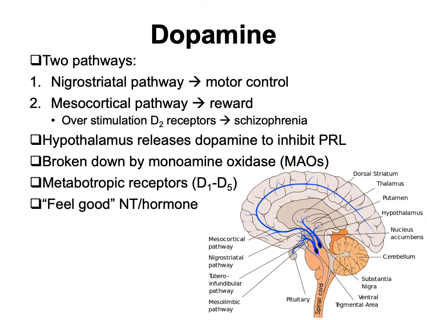The hypothalamus can release dopamine, and it actually acts as an inhibitor to prolactin. Dopamine is broken down by monoamine oxidase, the MAOs. I already mentioned that there are 5 metabotropic receptors for dopamine, and it too is a feel-good hormone.